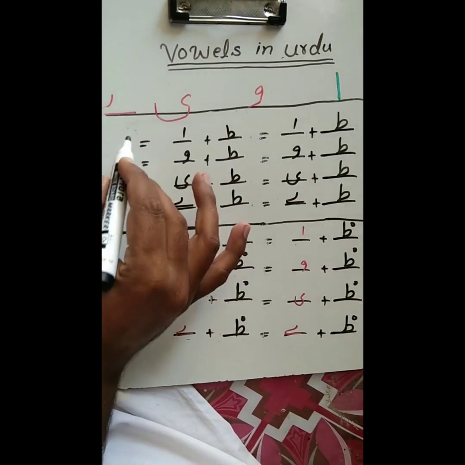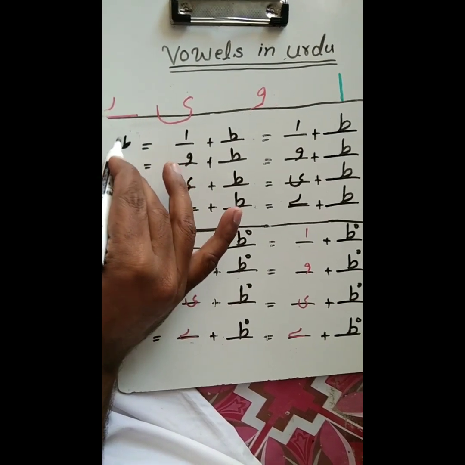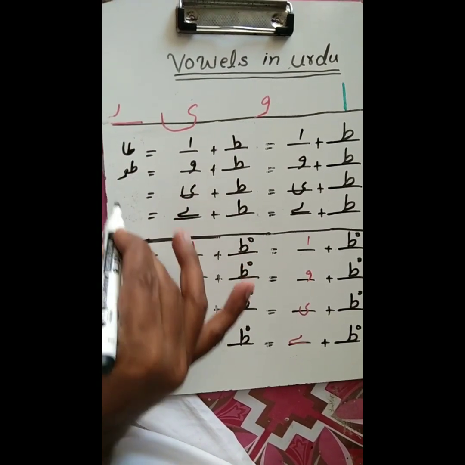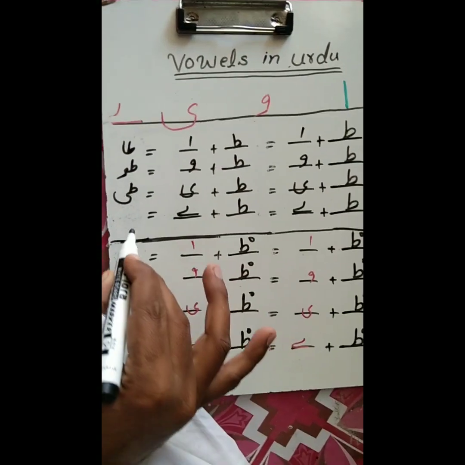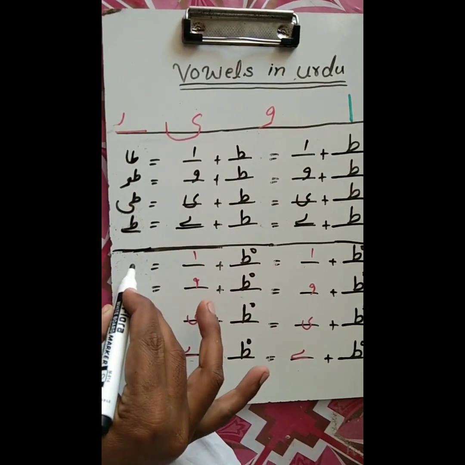Our next word is twain. When we combine with alif, we get twain alif, ta. With wa, we get twain wa, to. With choti a, we get twain choti a, ti. With badi a, twain badi a, te.